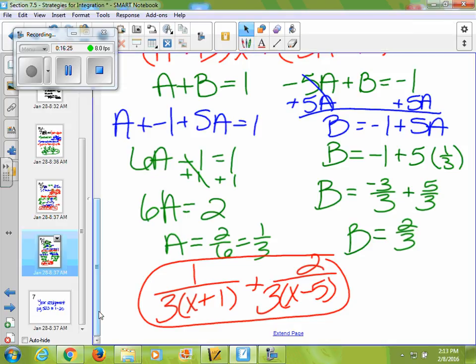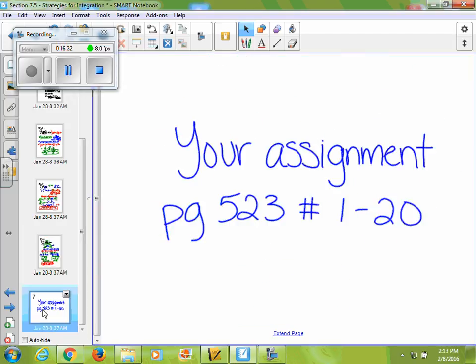So like I said, this is just about finding strategies at work using the different methods that we've learned so far and using that table of common integrals. So you're going to do 523, 1 through 20. We're going to work on this today and tomorrow because I know that sometimes it's hard to come up with the strategies on your own when you're looking at the problems. So we're going to take a couple days to do it.